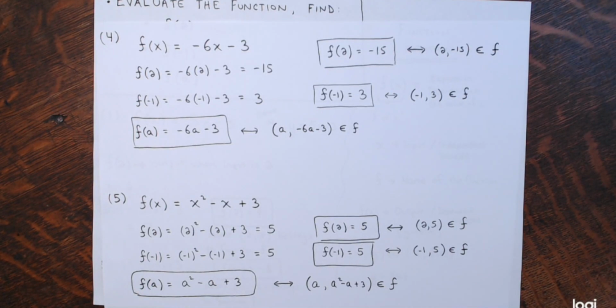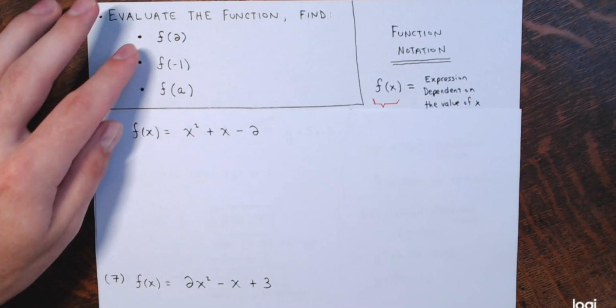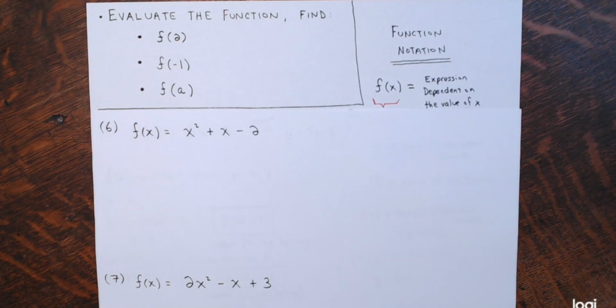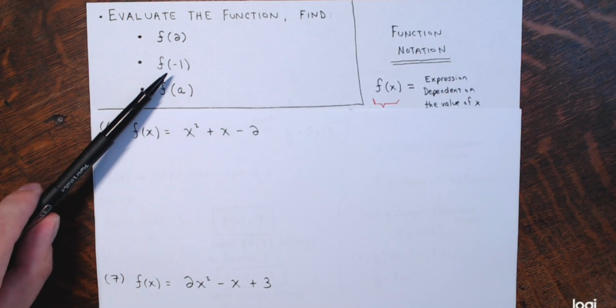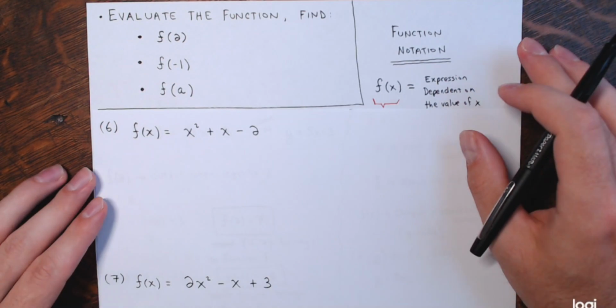All right. So example 6, still the same three values being asked for. What's the value of f at the input of 2? What's the value of f at the input of negative 1? And what's the value of f at the input of a?